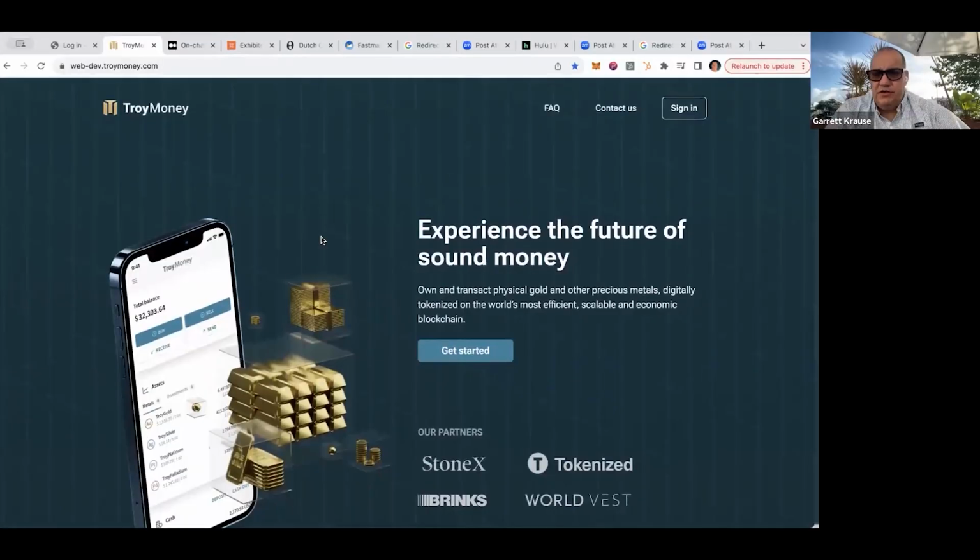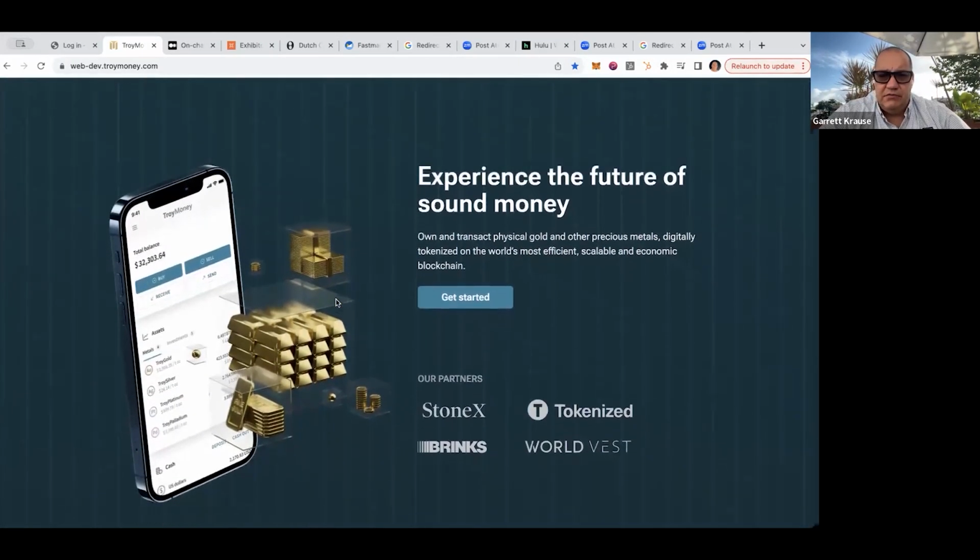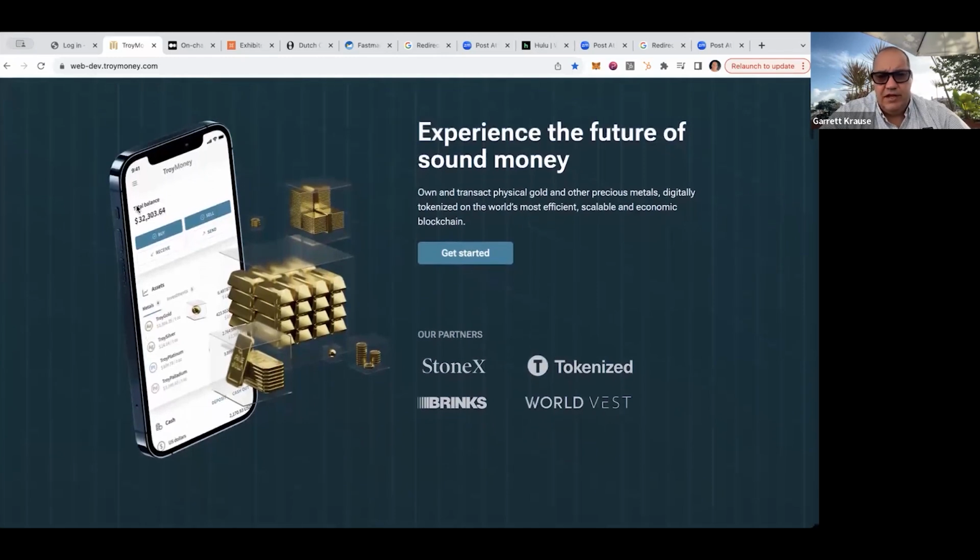So a few little twists to the tokenization of gold make it much safer and better for investors to hold their gold. And now I'm going to present to you the Troy Money website and how you log in, and I'm going to show you the wallet and the assets in the wallet and how to do some transactions. So first of all, here's our website, basically showing the app, and the gold is in little boxes showing them in the vault.